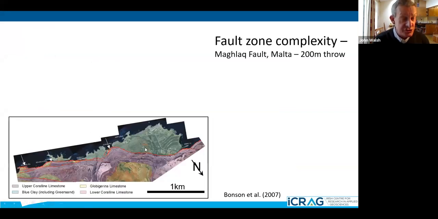I'm going to show you by illustration an example of a fault from Malta, very well exposed fault in Malta. It's a 1 kilometer scale bar. The top is to the north. Well, actually, it's not to the north, it's to the south because I've turned the north arrow. But the top of this diagram here is going down. That's the hanging wall side. And here's the fault.